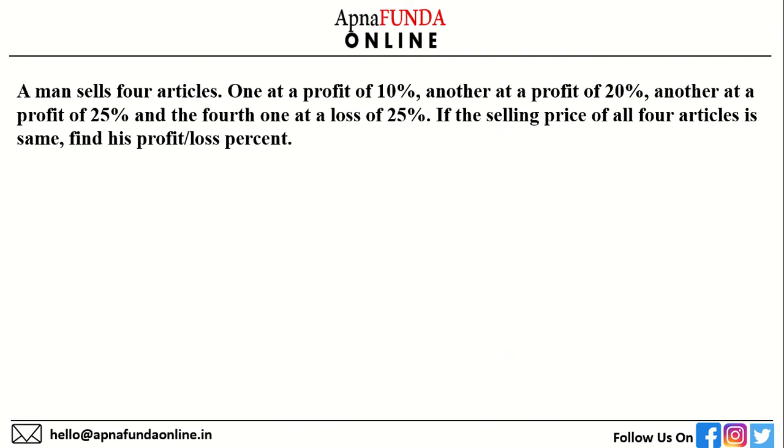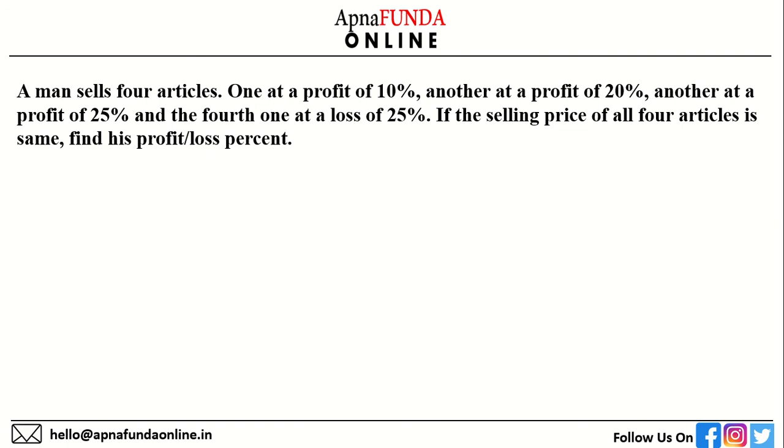Next question, a similar question. A man sells four articles, one at a profit of 10%, another at a profit of 20%, another at a profit of 25%, and the fourth one at a loss of minus 25%. If the selling price of all these four articles is the same, find the profit or loss percent. This is going to involve some calculations.